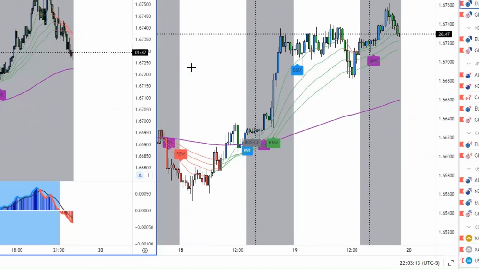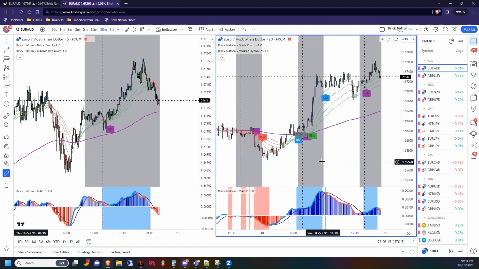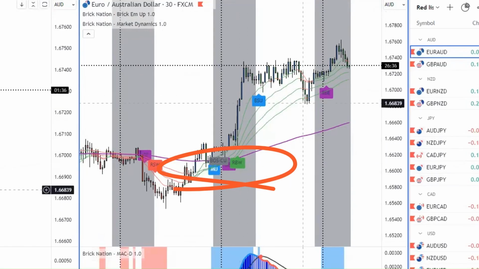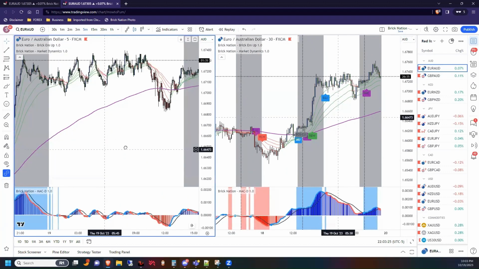Double tap, double tap. Now here, all our tools, the Brick Nation MACD, as well as the Brick 'em Up in the market dynamics. So what I want to talk about is this buy wave that came in that I was able to capitalize on.